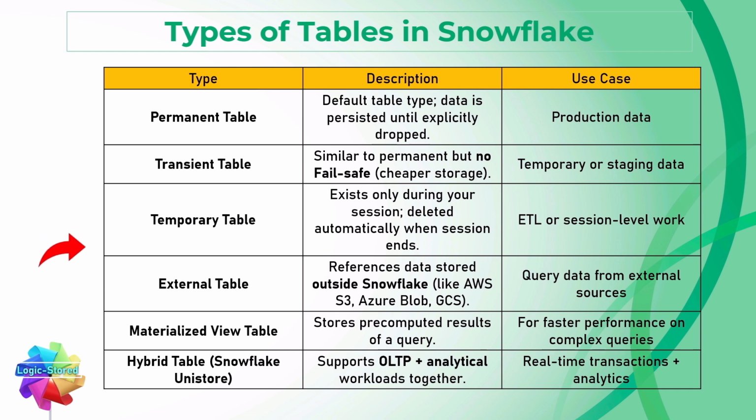Fourth, external table. This table points to data that's stored outside Snowflake. For example, in AWS S3, Azure Blob, or Google Cloud Storage. It lets you query data from external storage without actually loading it into Snowflake.